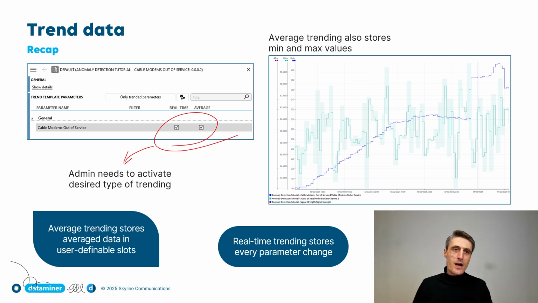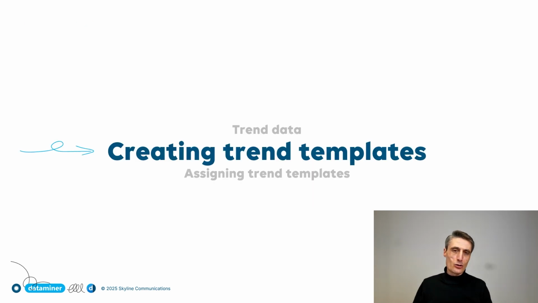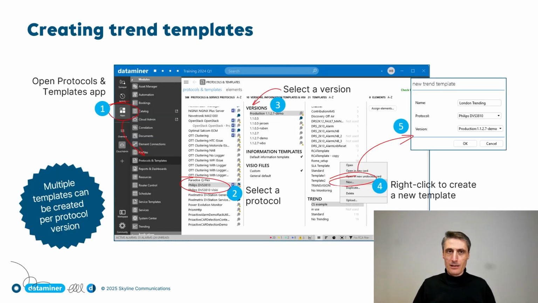All right, so there are going to be two options for each and every parameter that we need to select. So let's take a closer look at how to create that trend template for my element I previously added in there. That was my Microsoft element. Okay, so we are going again in that protocols and templates app where we were for our connectors.